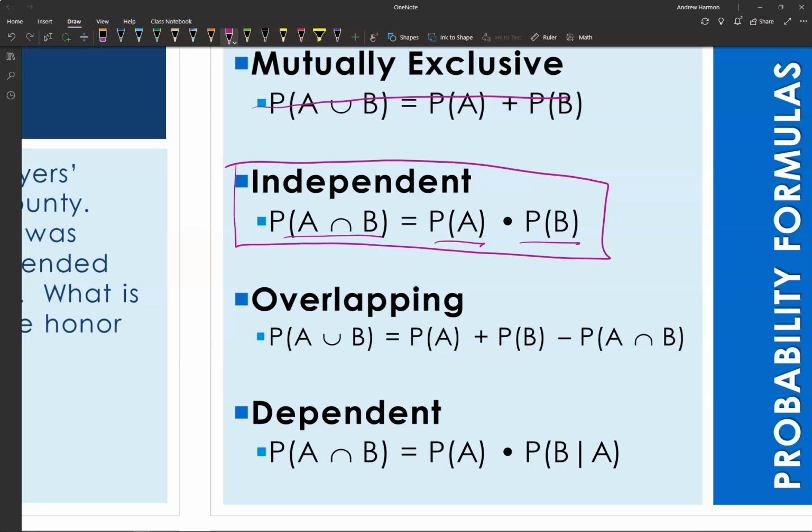Now some of you may ask, well, what about this overlapping one? It has the "and" and it has two single probabilities. But notice it also has this "or" probability. And since it has that, we can't use that equation because we don't have any "or" probabilities in our problem. So we're going to use that independent equation.